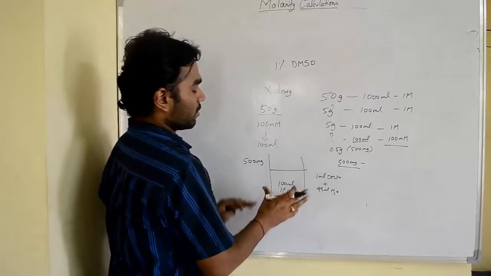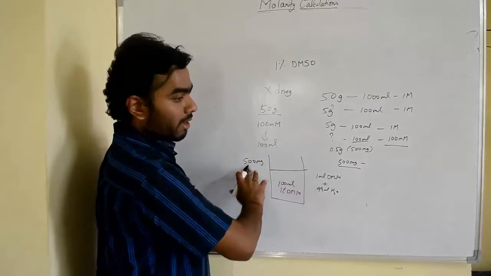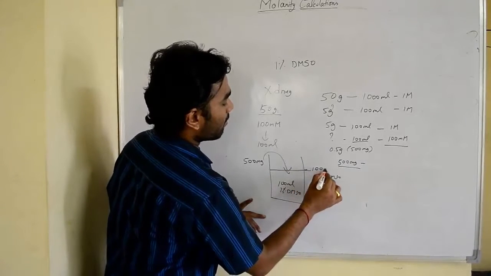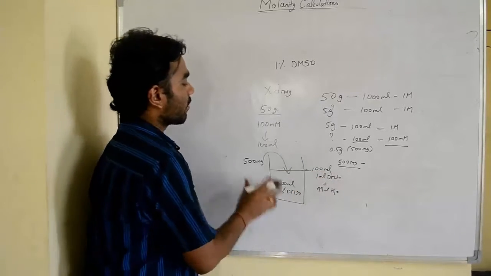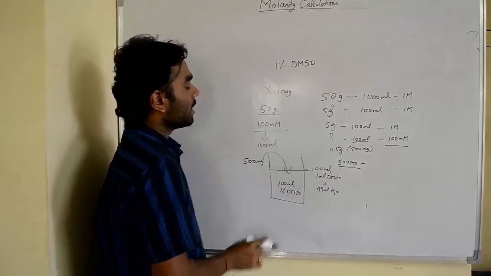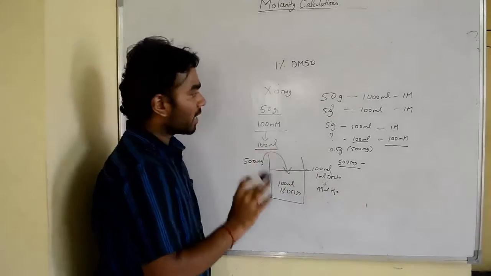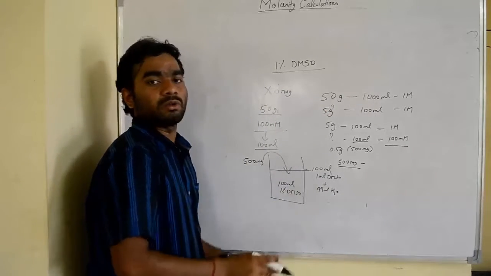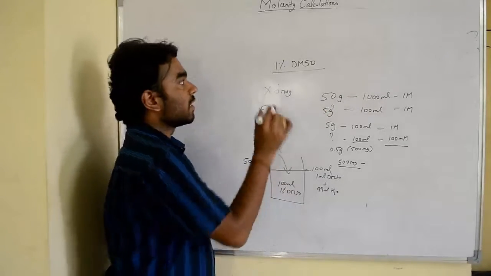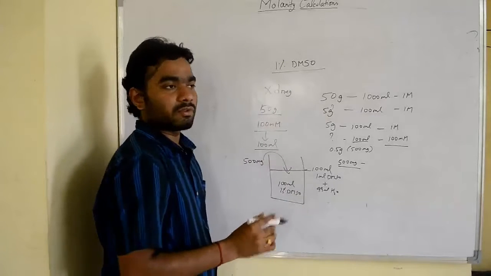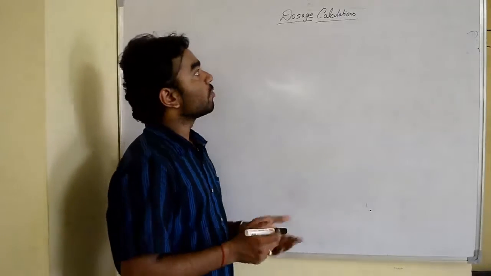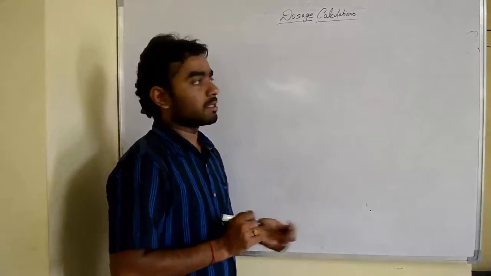You add it, you keep it ready, and you take 500 mg and add it and make it up to 100 ml. Then you will get the required concentration of 100 millimolarity and the required quantity of 100 ml with the required 1% DMSO. This is how you do these percent calculations and use the solubilizing agent with some upper limit. And how do you do these dosage calculations?